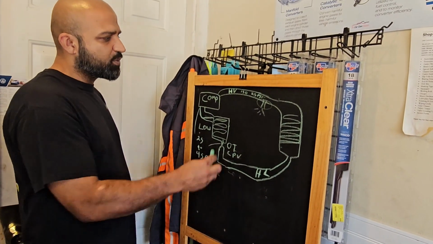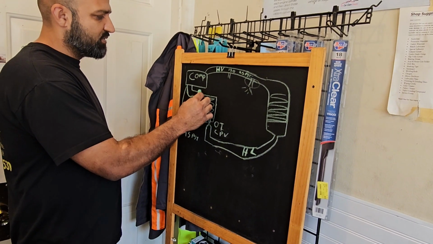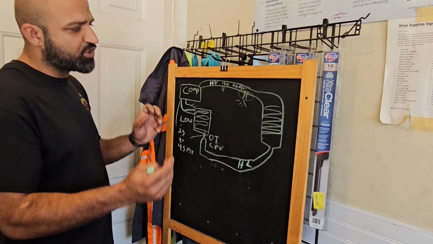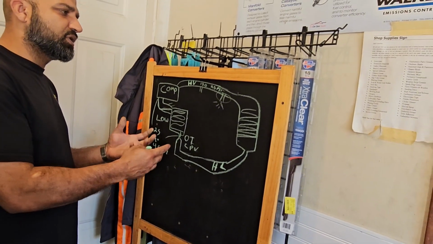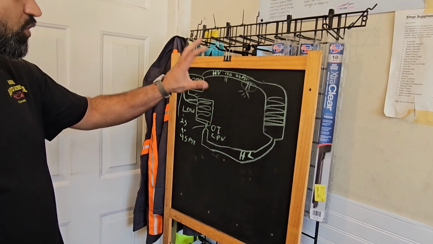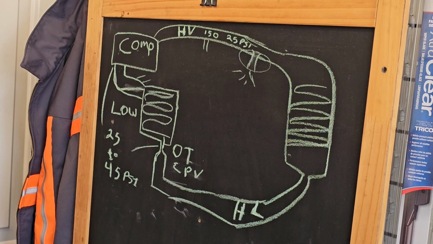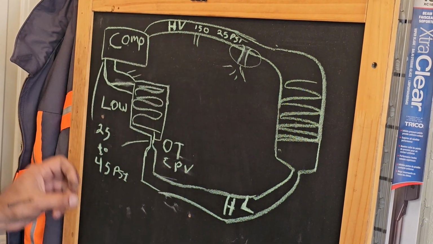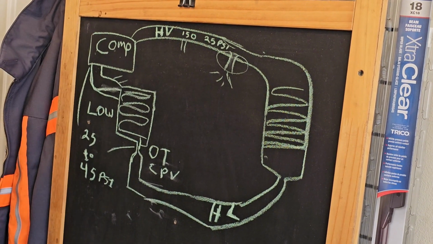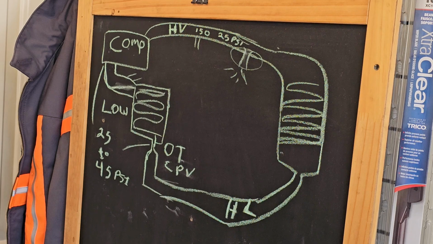You have two service ports, one on the high side, one on the low side, somewhere around here. We use those ports to charge the system with refrigerant or evacuate, or vacuum, the system. Anytime you open the system up, you need to vacuum it for 45 minutes to get all the moisture out of there, because moisture does not behave like the refrigerant does. If you don't, it'll corrode everything and it won't work right. Your system will not work efficiently.